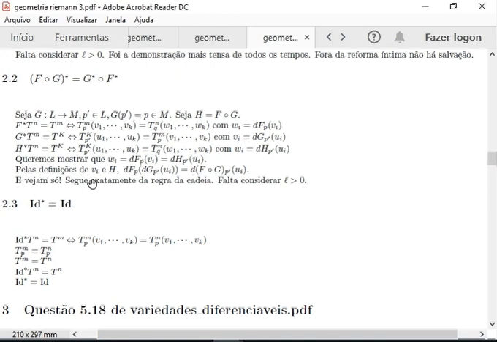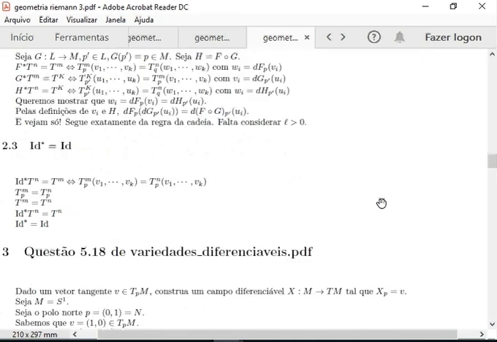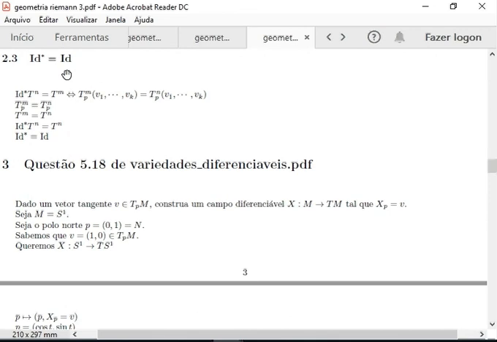But by the definition of Vi and big H, dFp at dGp line at Ui is equal to the differential of F circ G at P line applied to Ui. Just take a look. It follows immediately from the chain rule. For exercise, consider L greater than 0. Pullback of identity is equal to identity. Demonstration!